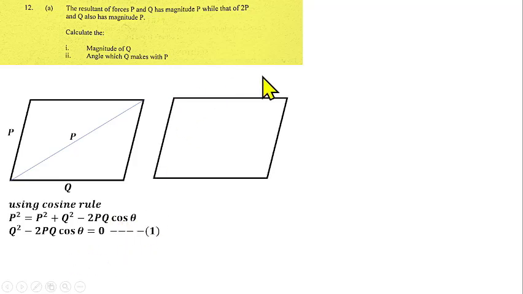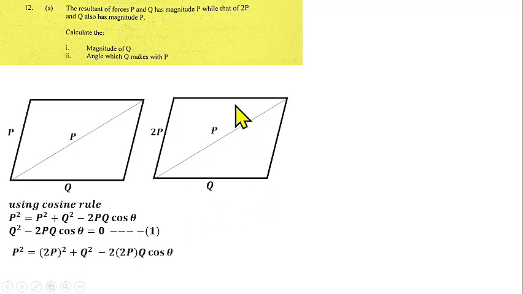Then also if you draw the second diagram representing 2P and Q, you have 2P here, you have Q here, and the resultant is also P, so you have P here as well. We also have angle theta here. If you use the cosine rule as well, we'll be having this side, which is the resultant, P squared equals 2P squared plus Q squared minus 2 into 2PQ cos theta. If you expand this, you have P squared equals 4P squared plus Q squared minus 4PQ cos theta.